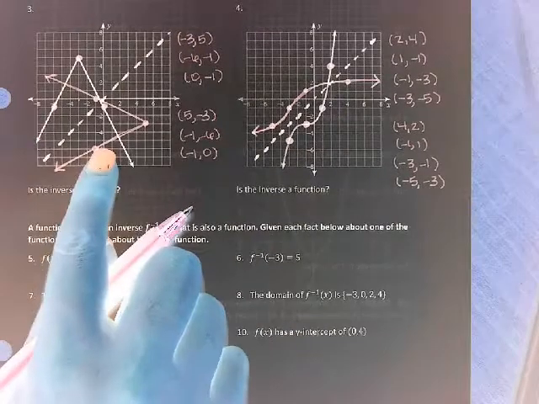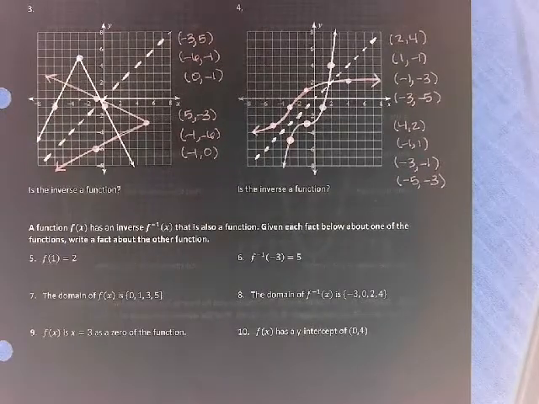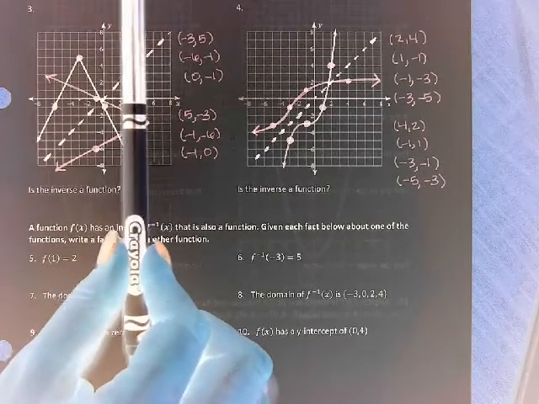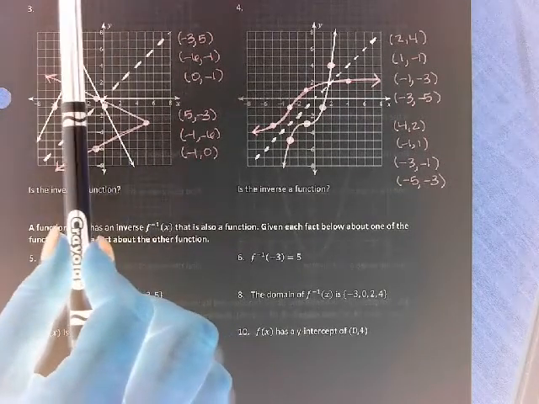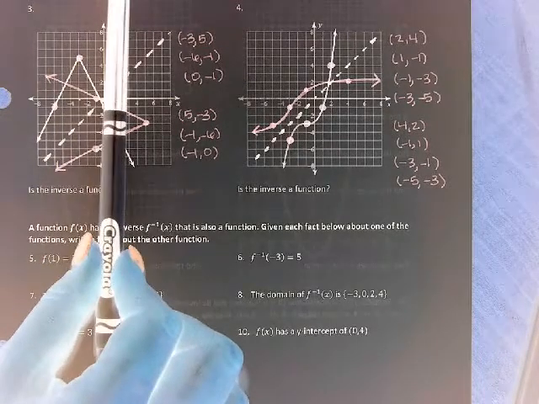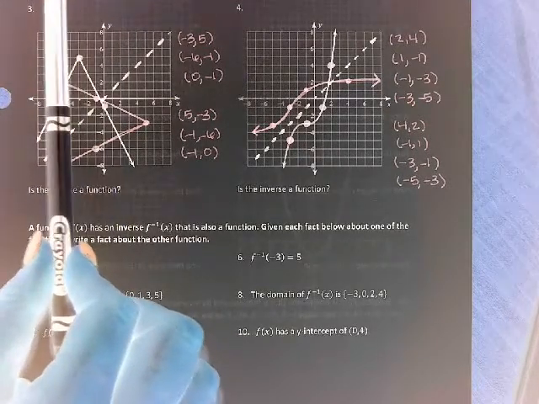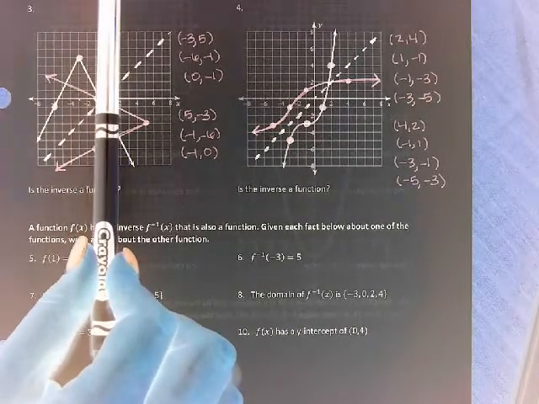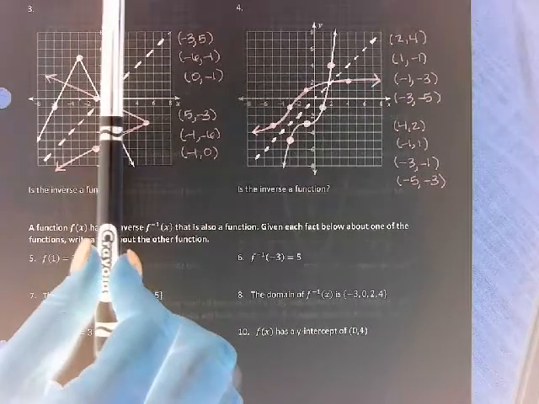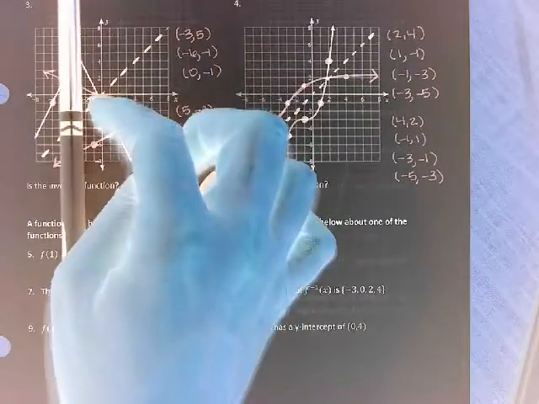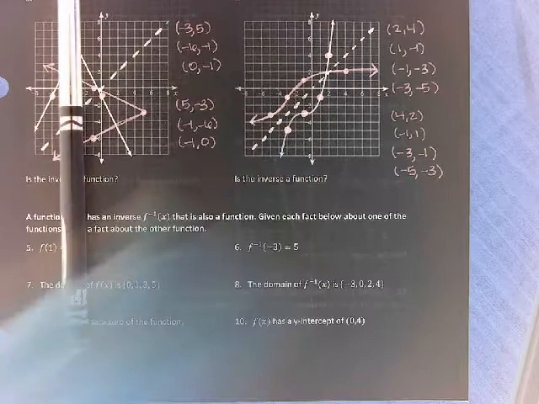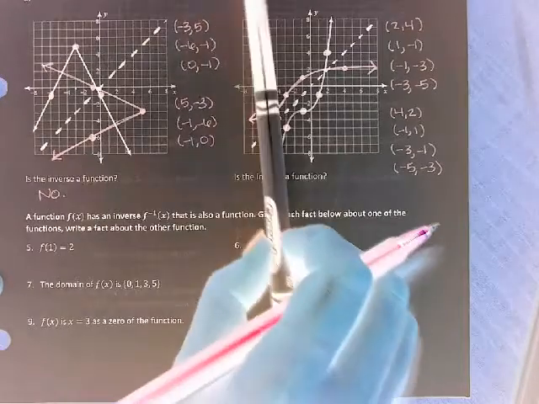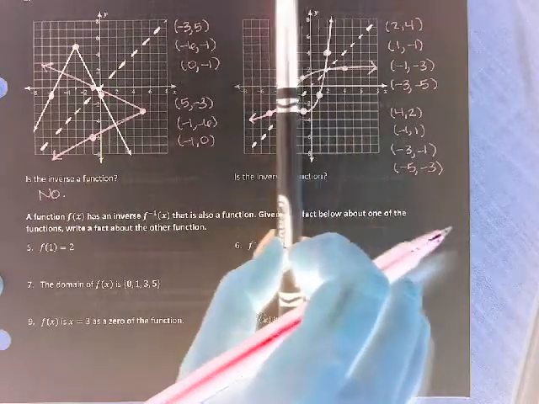So if we look at this one, the line that you drew in pencil or pen, does it pass the vertical line test? For number 5 or number 3? Number 3 definitely doesn't, right? Yeah, it touches 2 points at the same time for sure. So is the inverse a function? No, definitely not. What about this one over here? Yeah, definitely a function.